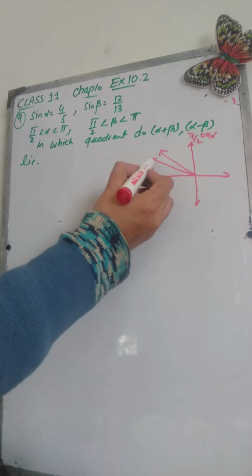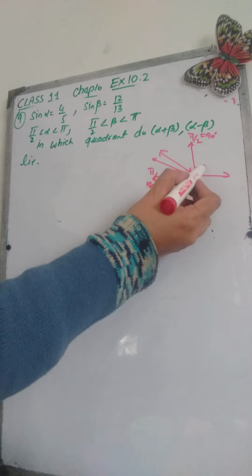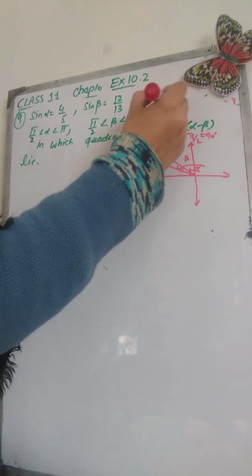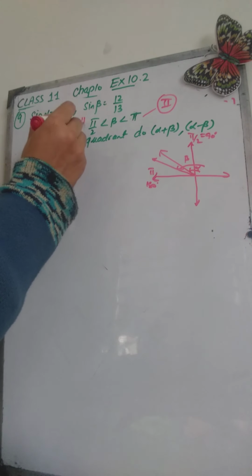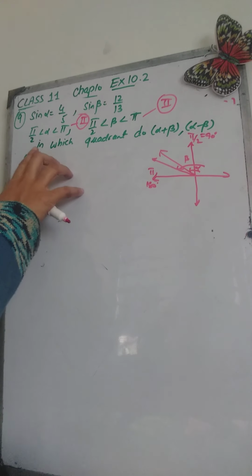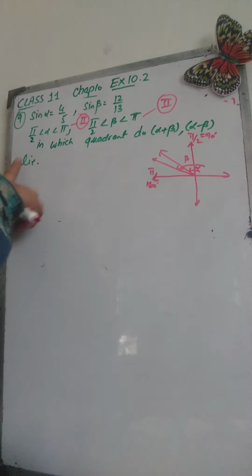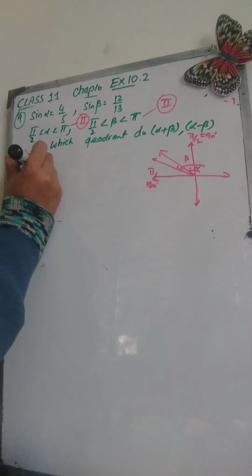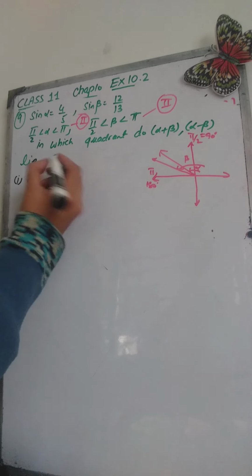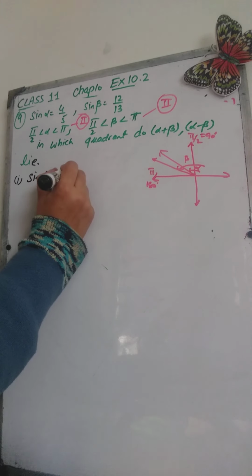So both the angles alpha and beta, we don't know which angle is greater and which is smaller, but that is for sure that they lie in the second quadrant. Okay, so this angle lies in the second quadrant as well as this one. Both the angles lie in the second quadrant. And they have asked us in which quadrant do alpha plus beta and alpha minus beta lie, and they have also asked us to calculate different quantities such as sine of alpha plus beta, sine of alpha minus beta, cos of alpha plus beta, and so on. They have asked us to find different expressions.